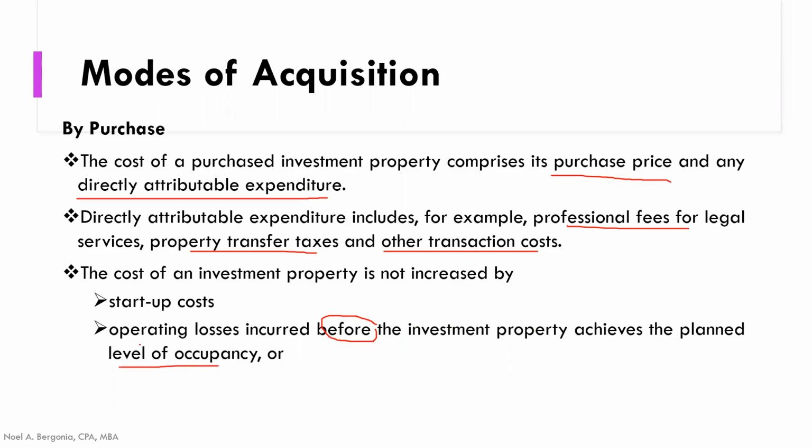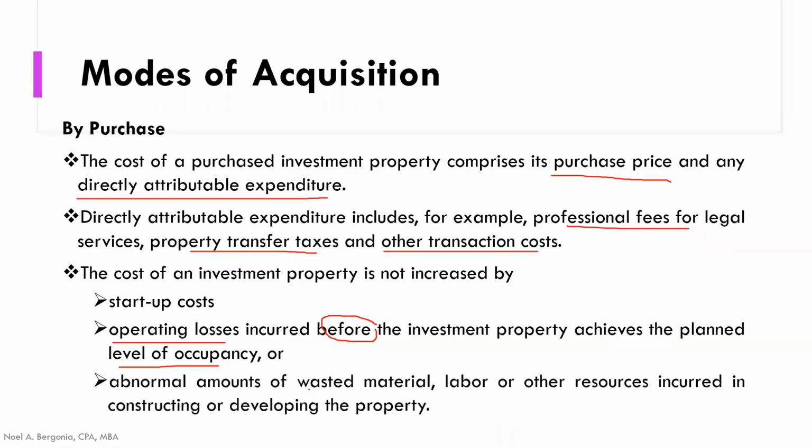But take note, class: typically the operating losses are not charged to any assets as a whole. And lastly, we also have abnormal amounts of waste materials, labor, and other resources, if we have constructed or developed the property to become an investment property. Just like in inventory, abnormal wastes will be charged only as expense and not part of our costs. So that's for our purchase.